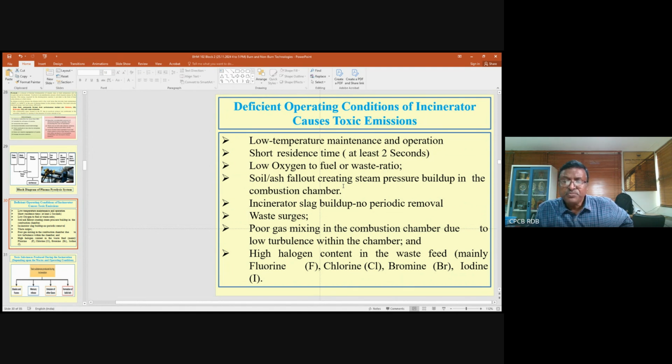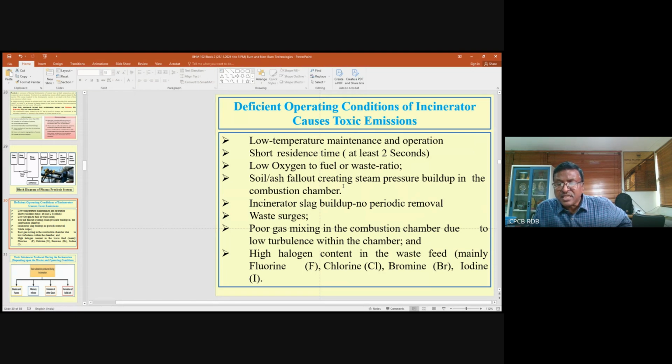Soil or ash fallout creating steam pressure buildup in the combustion chamber is also a problem, as it can regenerate dioxins in the after flue gas cleaning system. Incinerator slag buildup with no periodic removal: if you are not removing the ash generated at the bottom of the incinerator, that also causes a problem, and it increases the level of particulates in the flue gases. Waste also: if you are putting in waste without proper treatment, then combustion is not proper. Feeding waste unscientifically, or beyond the capacity of the incinerator, causes toxic emissions.